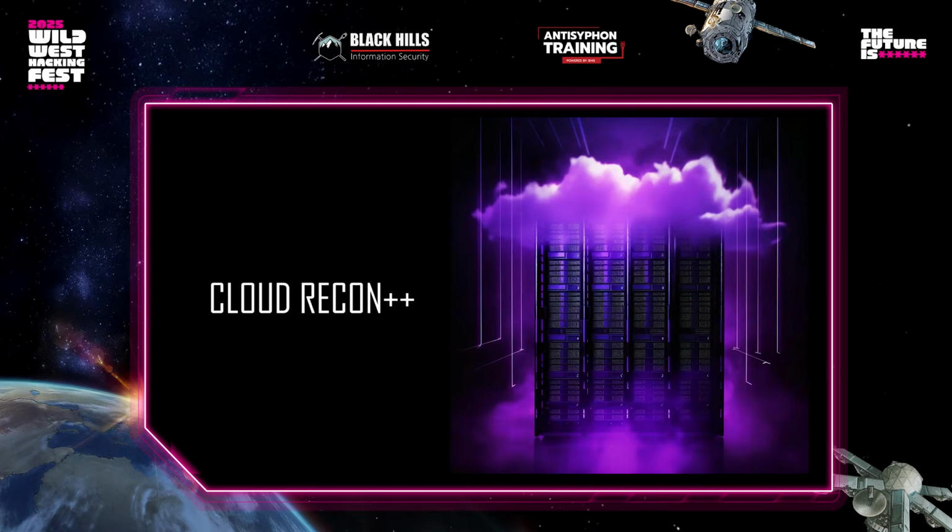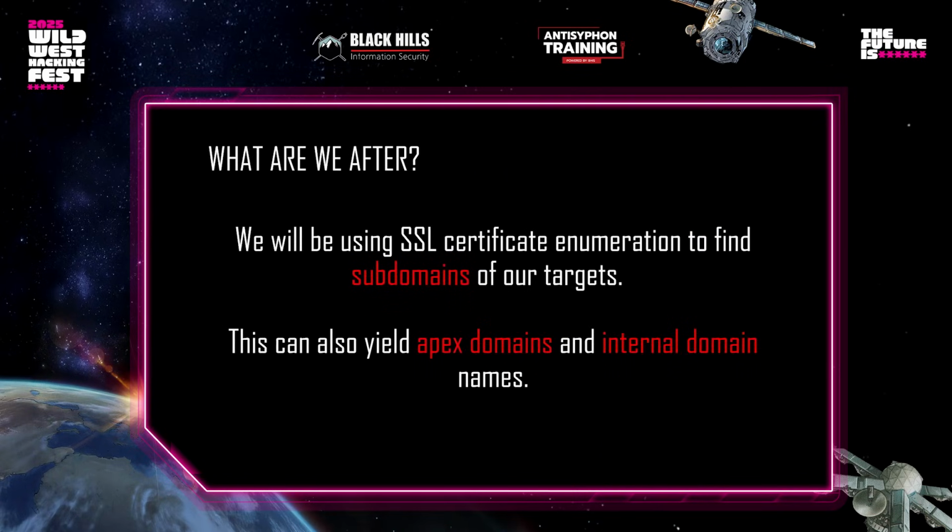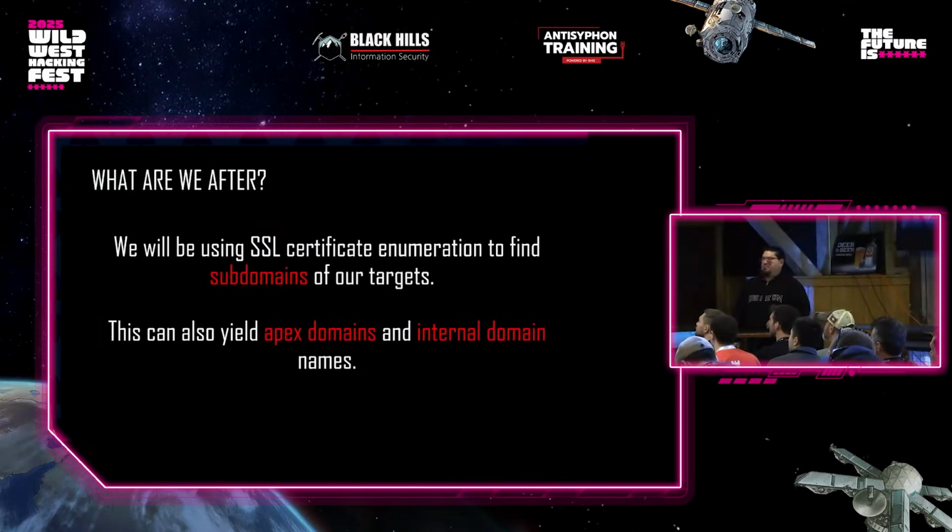So we talked about finding ASNs that lead to owned infrastructure. Well, we also want to find out if our customer is hybrid, cloud or whatever. They have owned infrastructure and stuff in the cloud, which almost every organization does these days. So we're going to use SSL certificates to find out where our target is located in the cloud. This can also yield Apex domains and internal domains, all kinds of stuff you can find by looking at SSL certificates.